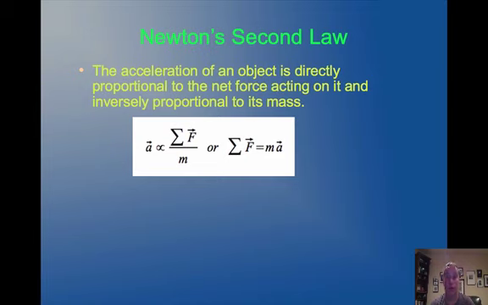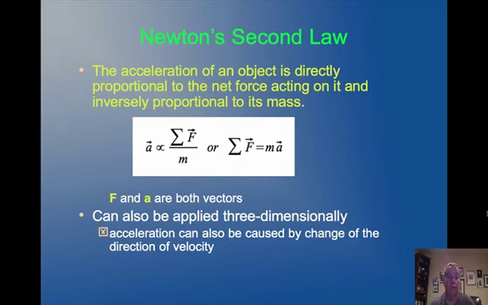Or another way to write this is that the sigma F, that's this symbol again right here, sigma means the sum of F. So the sum of all the forces added together is equal to mass times acceleration, which acceleration is a vector quantity just like force. So F and A are both vectors and can be applied in 3 dimensions. In fact, just like we did with projectiles, we'll be breaking force down into its x component and y component. We could even break it into a z component, just like we could have done with projectiles.